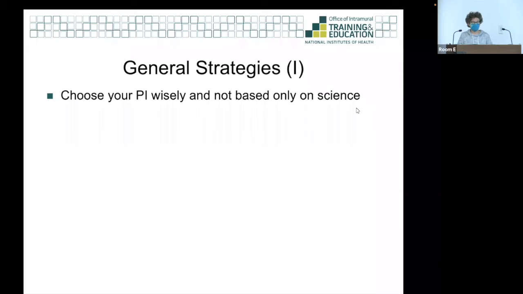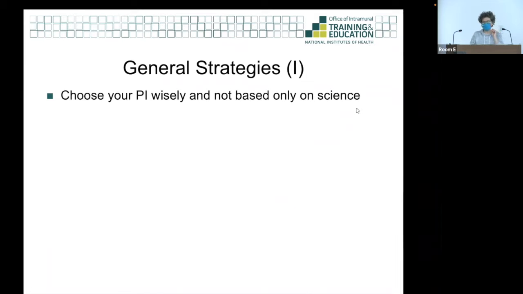The first one is to choose your PI wisely and not based only on science. So some of those bullets in that list of risks, some PIs are super thoughtful about. They realize they need to be a good mentor. They do their best to be a mentor in many different areas. They do their best to find time, right? And to make it a priority. But some people don't do their best.